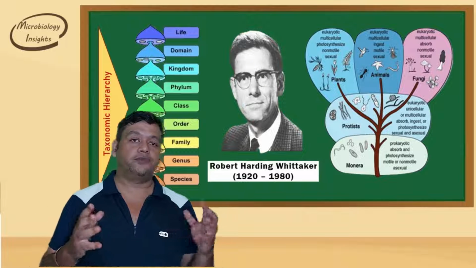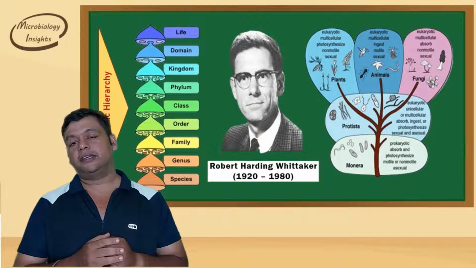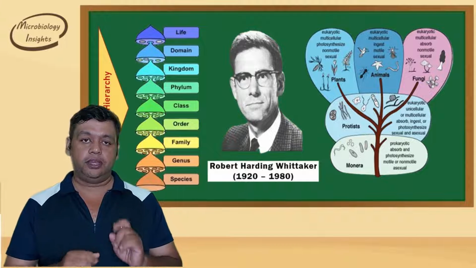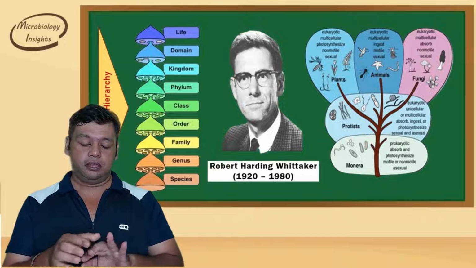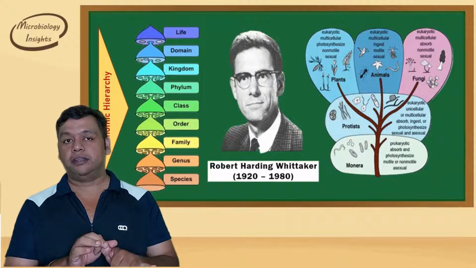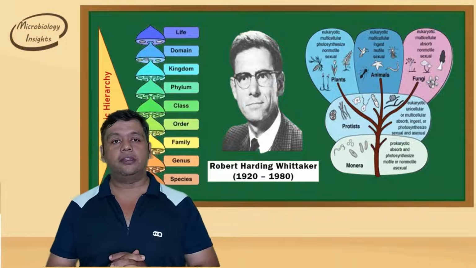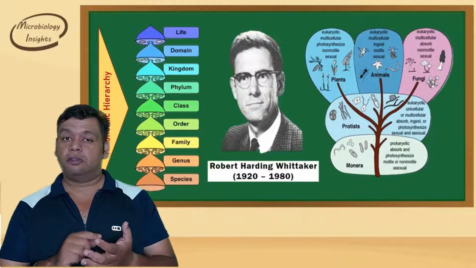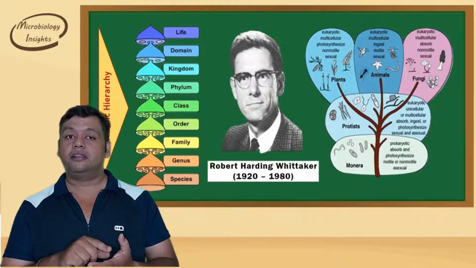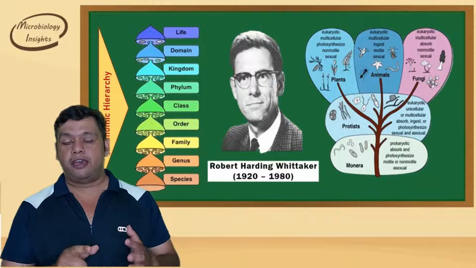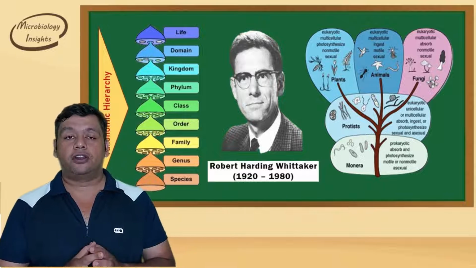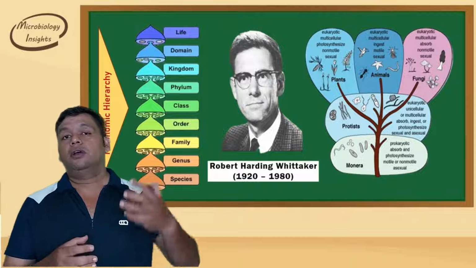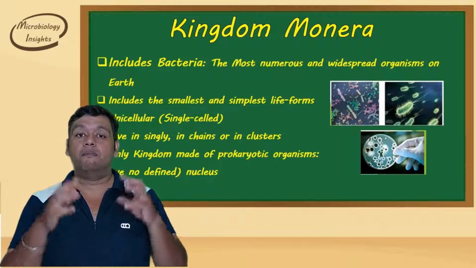So Robert H. Whittaker basically classified all living organisms into five kingdoms. What are they? They are the Monera, the Protista, Fungi, Animalia and Plantae. Microbes are included in three of these kingdoms: the Monera, the Protista and the Fungi. Though fungi also have macroorganisms or multicellular bigger organisms which we do not need a microscope to look at. So bacteria are included in the Monera group.